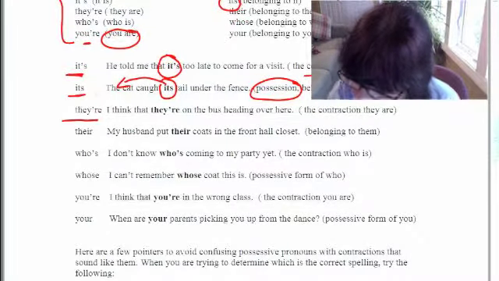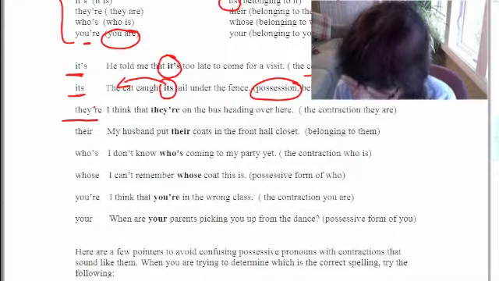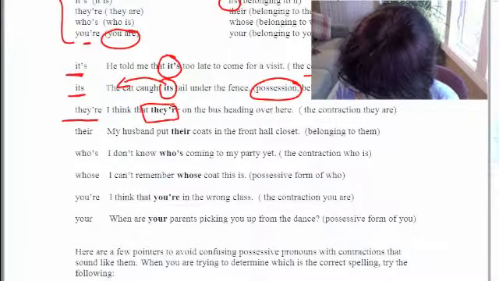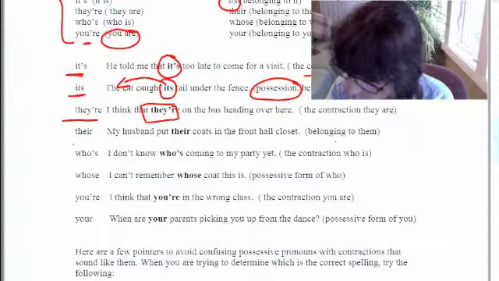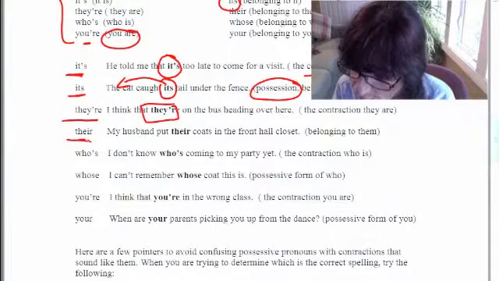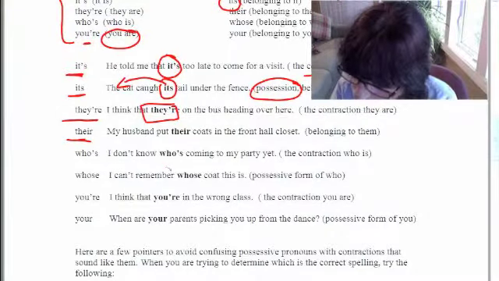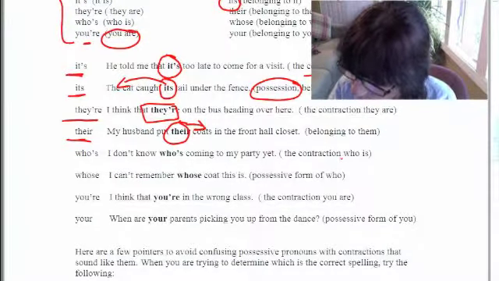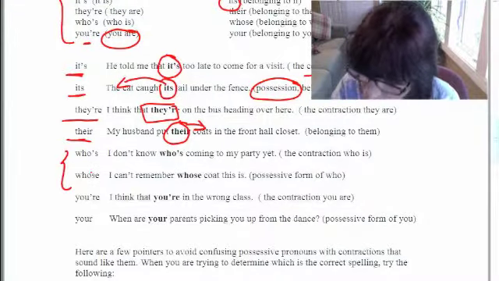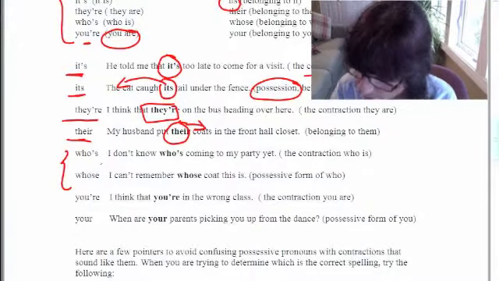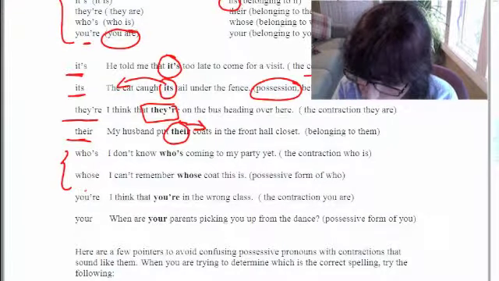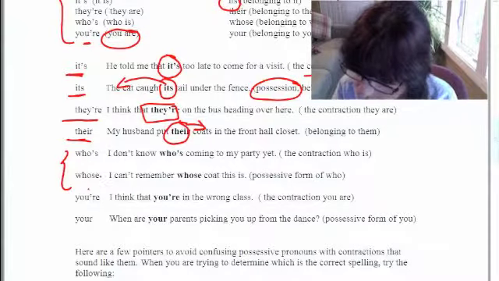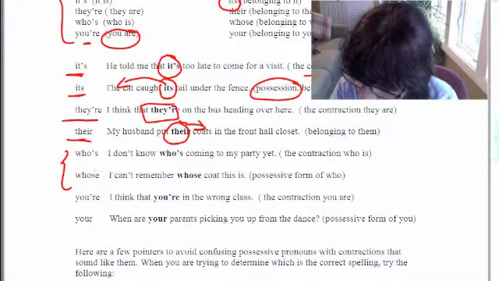The next example, they apostrophe re, so the contraction means they are. I think that they're, meaning they are, on the bus heading over here. But in this next example, their, which is the possessive pronoun: my husband put their, meaning belonging to them, their coats in the front hall closet. The next would be the differences between the use of who apostrophe s, which would mean who is, the contraction, and whose, which would be the possessive pronoun.